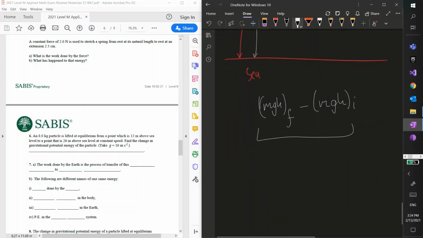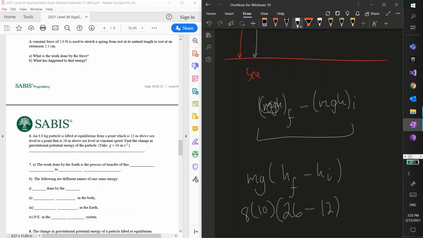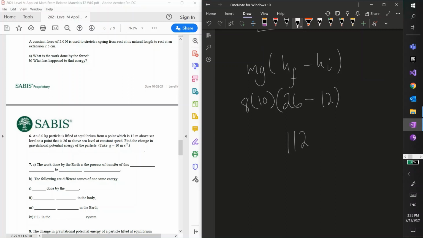In other words, m and g are constants. You can factor them out. So you're left with h final minus h initial. Now, what's h final? 26. What's h initial? 12. What's your mass? 8. And what's your g? 10. Do that on a calculator and you shall get 1120. And any type of energy is always measured in joules. Gravitational potential energy, kinetic energy, any type of energy is measured in joules.